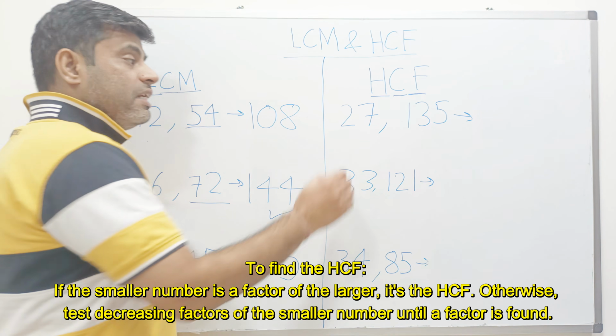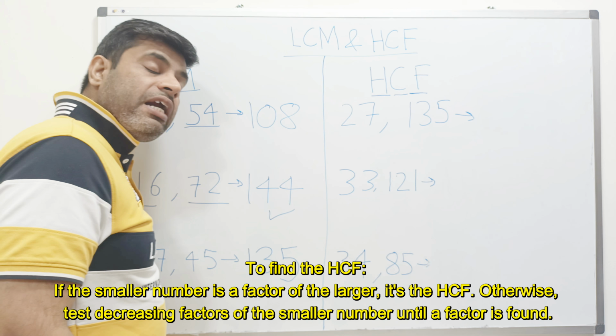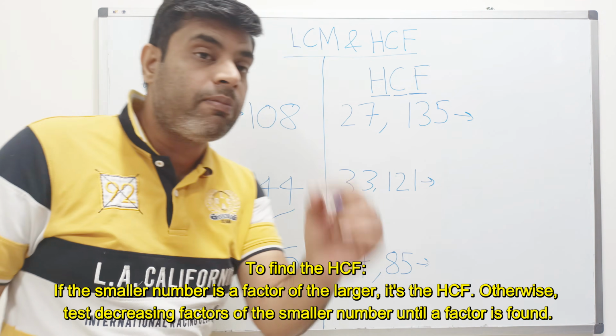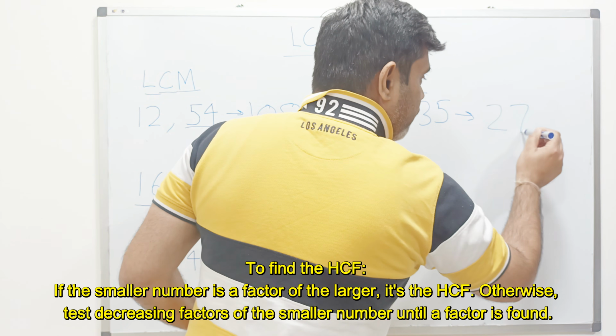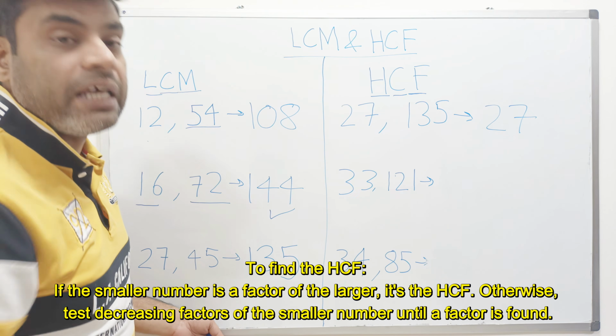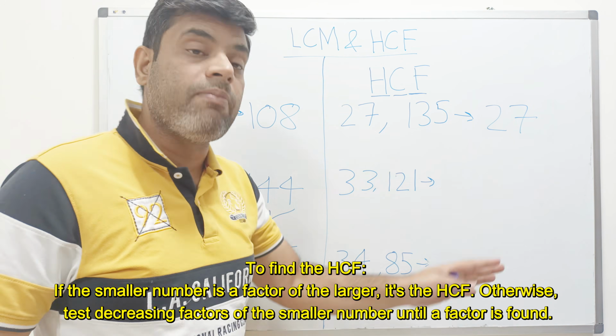So now the question is, is 27 also a factor of 135? Yes, because 135 divided by 5 is 27. So 27 is the answer. So in our first test itself, we found the answer. Now again, you will say I'm taking too much time, but I'm just explaining to you.